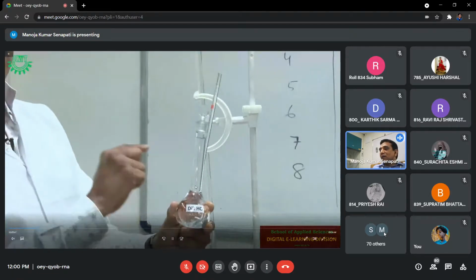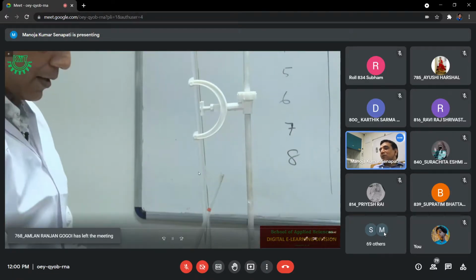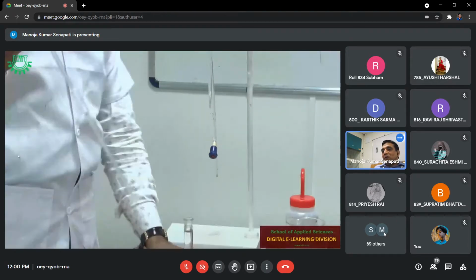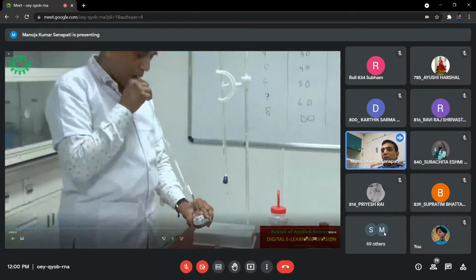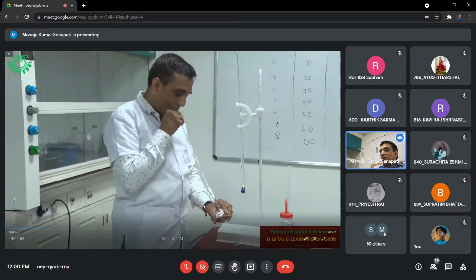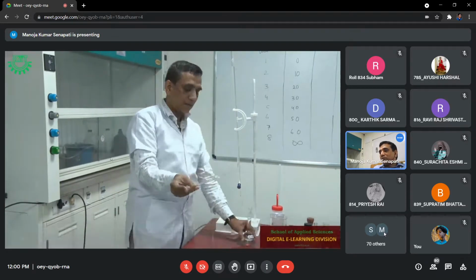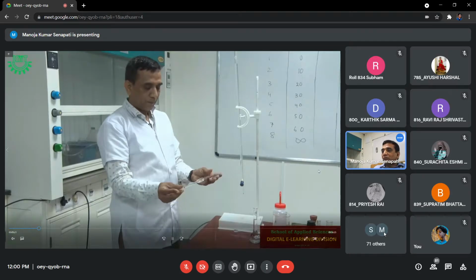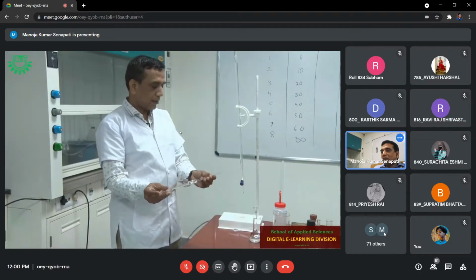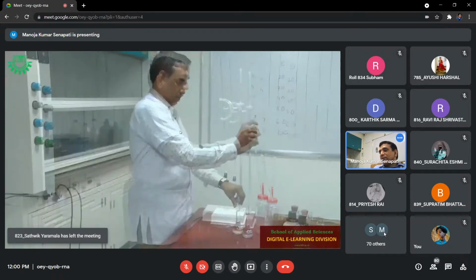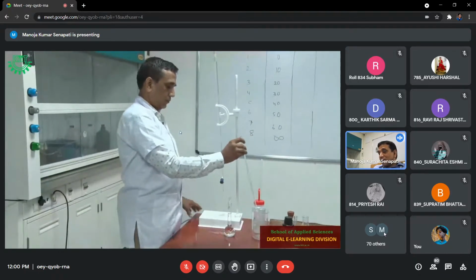You see there is a marking at this point, but we have taken excess HCl. So rinse the pipette with the excess HCl. Now you throw out that HCl. And after this one, what you will do?